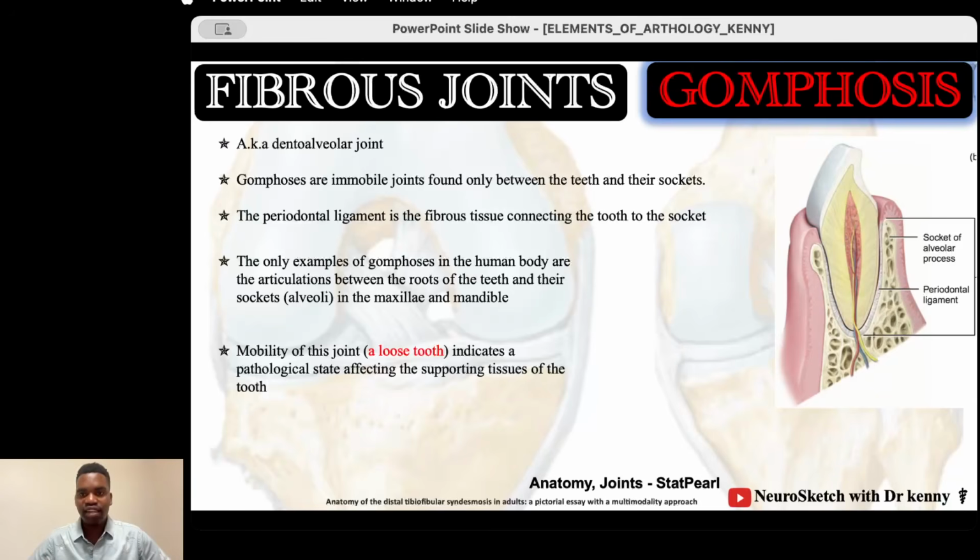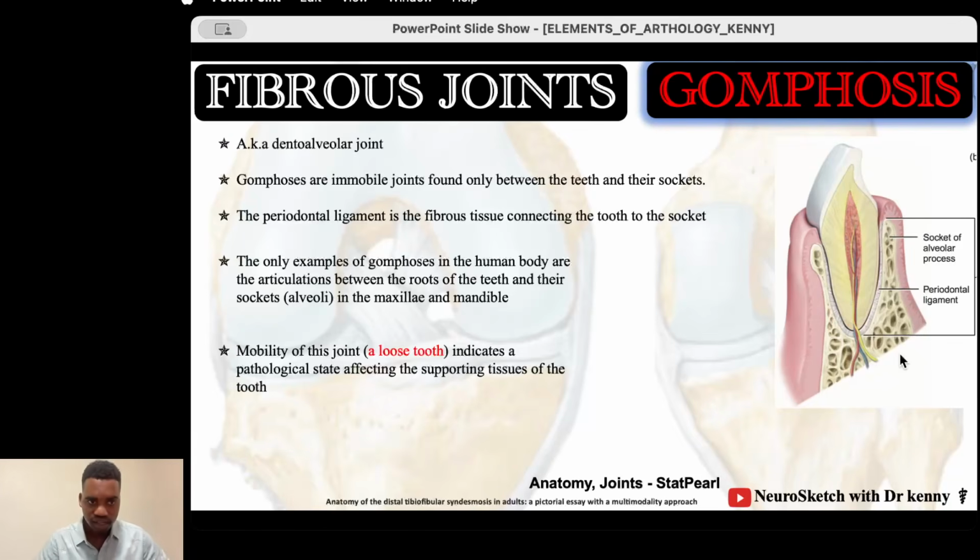These joints are also known as the dental alveolar joint. Dental means tooth, alveolar refers to the alveolar socket. There is no other place we are going to find gomphosis apart from this dental alveolar joint. In this joint, we have a little bit of dense connective tissue, known as the periodontal ligament. Peri means around, donto means tooth. So this is the ligament around the tooth. The function of this ligament is binding, so it binds the tooth to the alveolar socket.